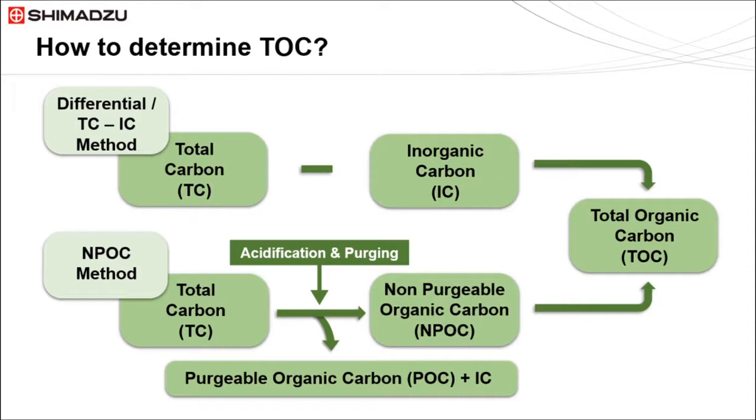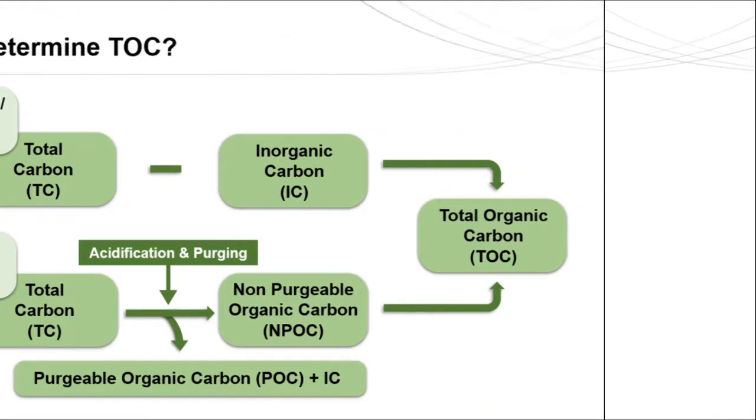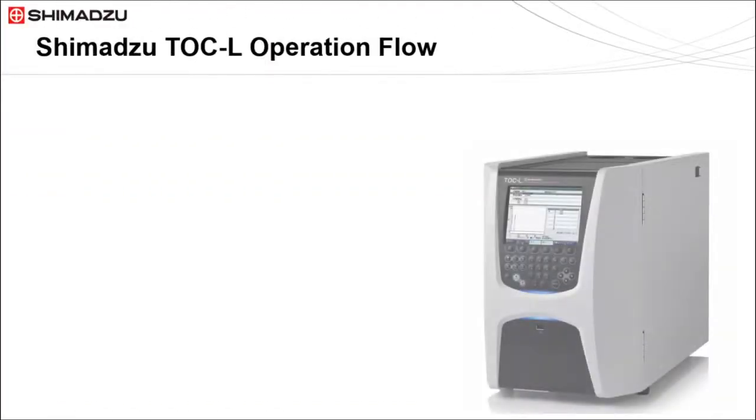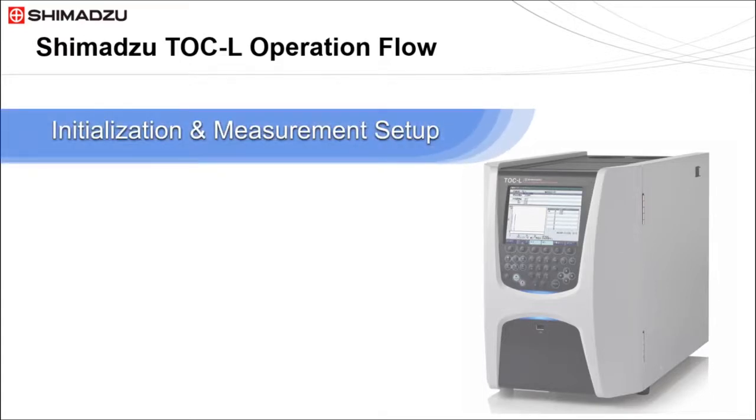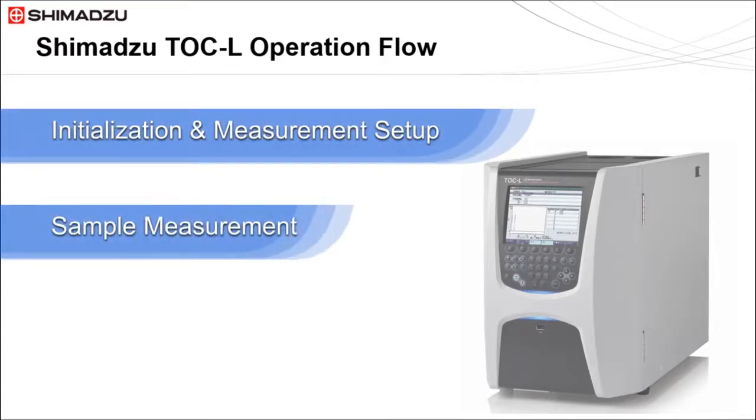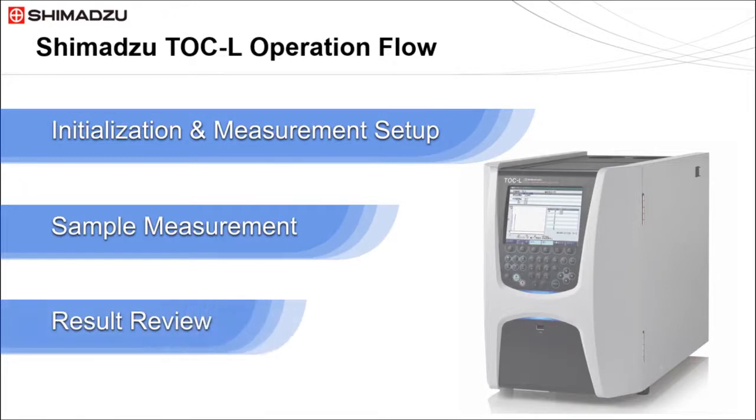The Shimadzu TOC L instrument could measure TOC in water samples using both methods. Let's go through the steps taken by the instrument to measure TOC. In general, there are three steps to it: initialization and measurement setup, sample measurement, and lastly, result review.